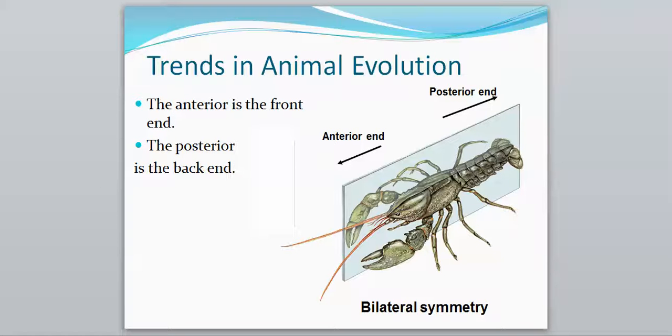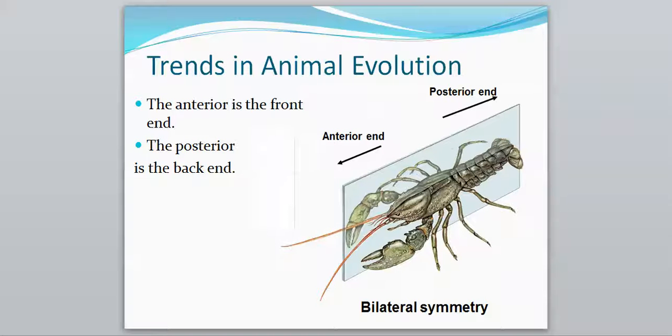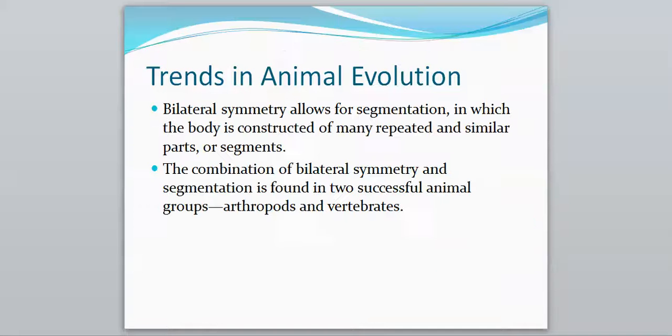And a couple other ones are what is known as dorsal and ventral. So dorsal is going to be the upper side. Think fish and things like that have what is known as dorsal fins, and those are fins that are always on top. And then the ventral side is going to be the lower side. So we have anterior, the front, posterior, the back, dorsal, the upper, ventral, the lower. These are all terms associated with animals that have bilateral symmetry.